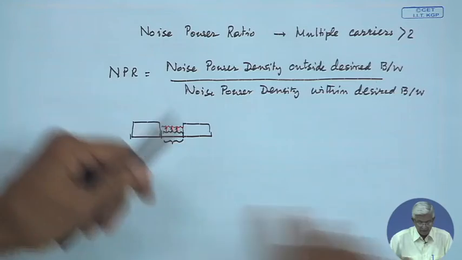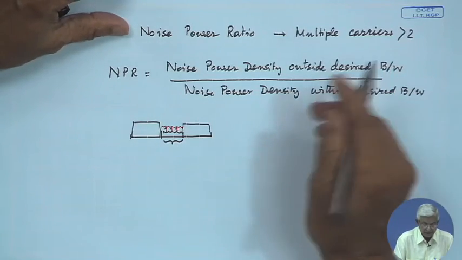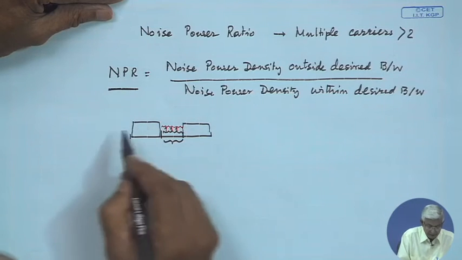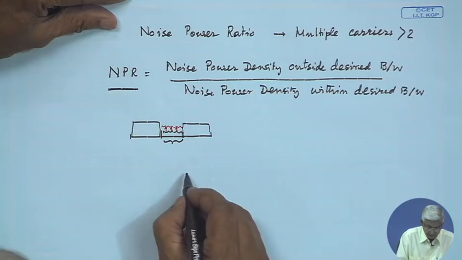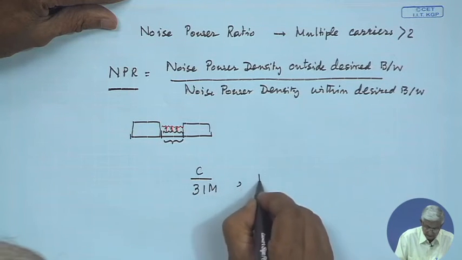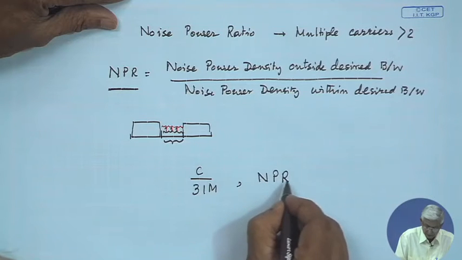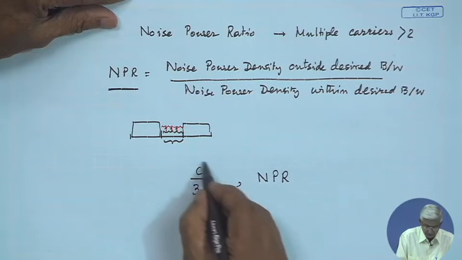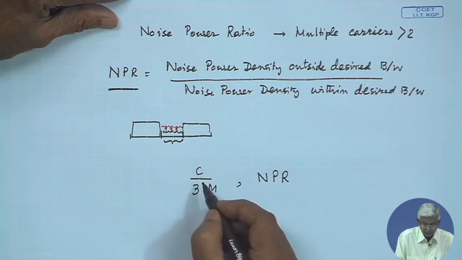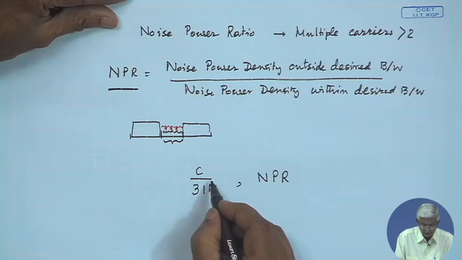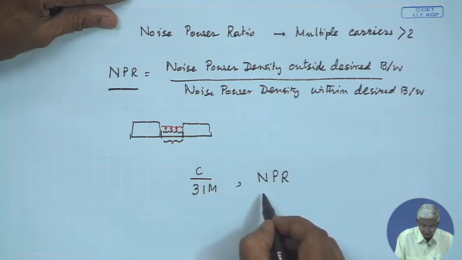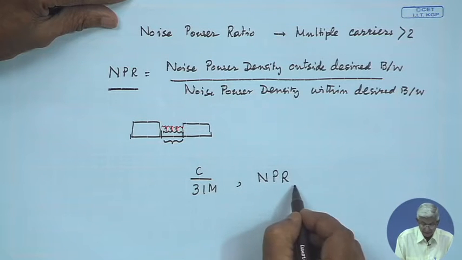People do measurement using notch filter and noise generator, but I just wanted to tell you that there is another term which is NPR. So we have come across two terms, C by 3IM and NPR, noise power ratio. C by 3IM is defined for two carrier operation, or characteristics of the nonlinear device with two carrier operation. NPR defines the characteristics of the device or system with more than two carriers, multiple carrier operation.